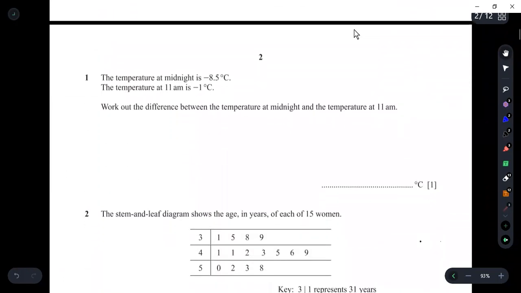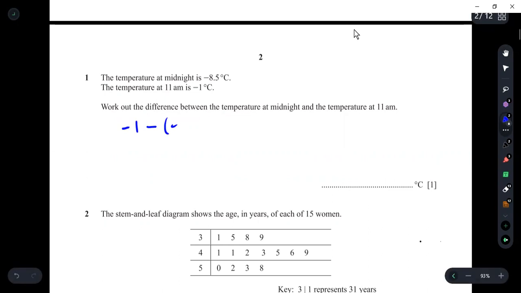So question 1 is: the temperature at midnight is minus 8.5 degrees, the temperature at 11 a.m. is minus 1 degrees. Work out the difference between the temperature at midnight and the temperature at 11 a.m. So we know that the difference is the highest value minus the lowest value. Minus 1 is higher than minus 8. So difference means to subtract bigger value minus smaller value.